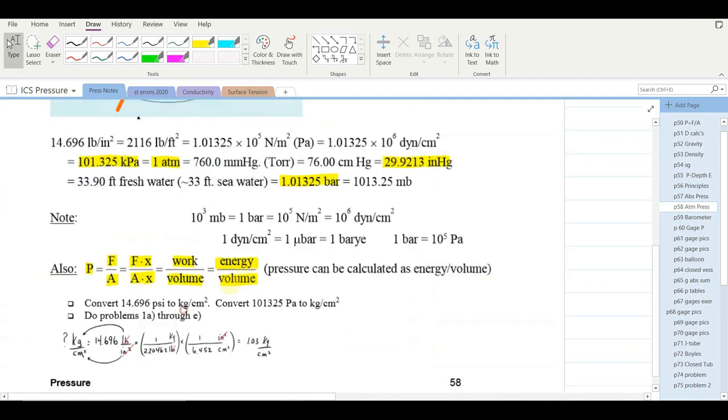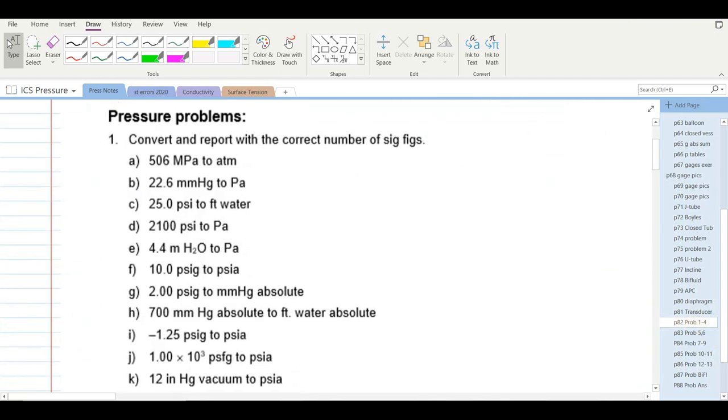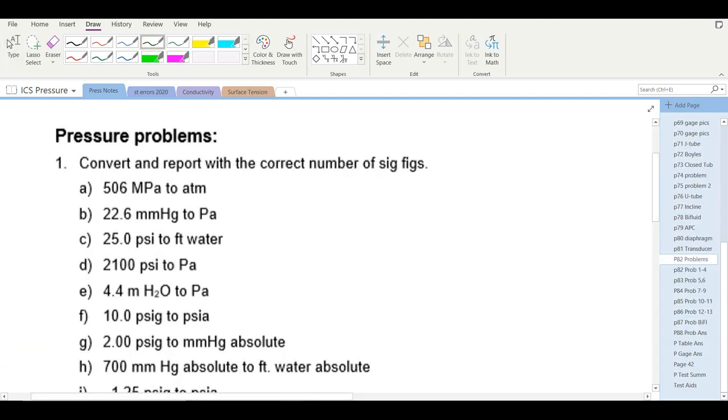There are a number of problems at the end of this chapter, and you are now assigned problems 1A through E. They begin on page 82. So A through E should be doable for you now. Problem 1A, how many atmospheres is 506 megapascals?